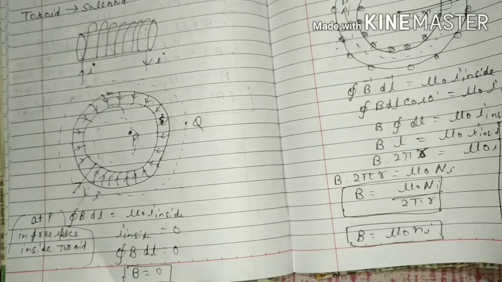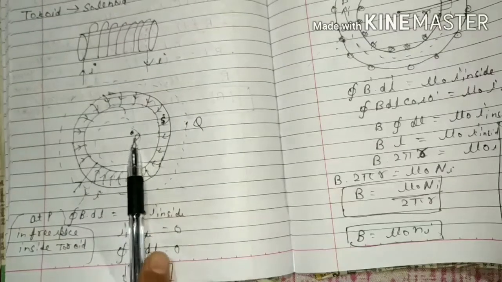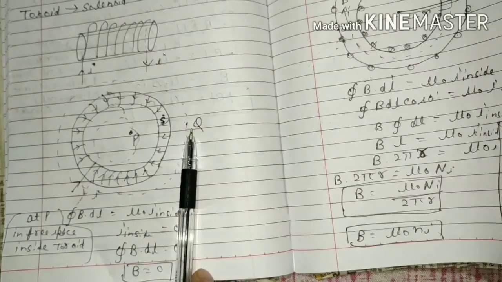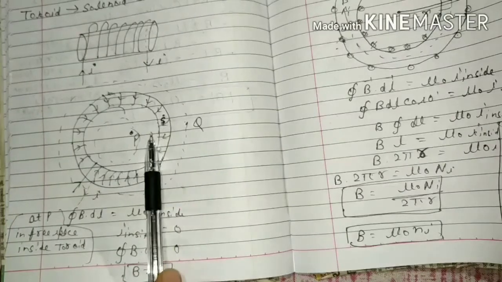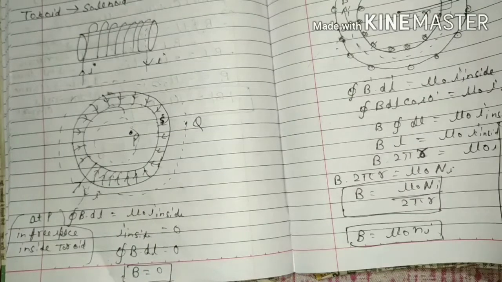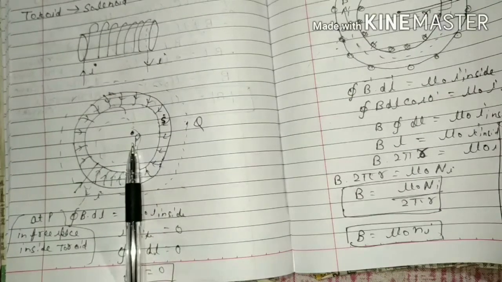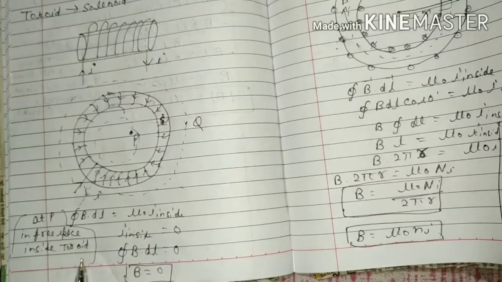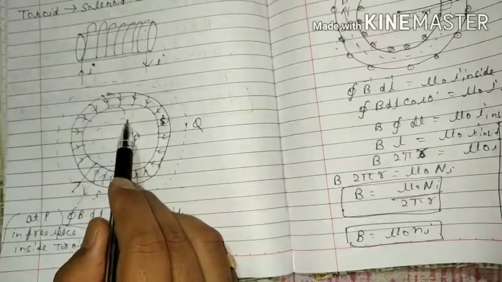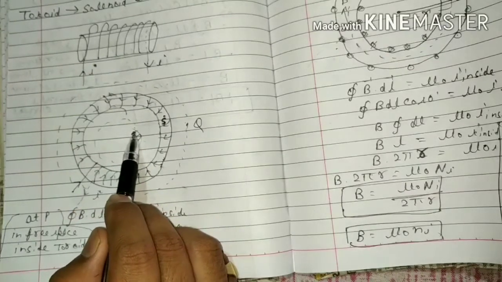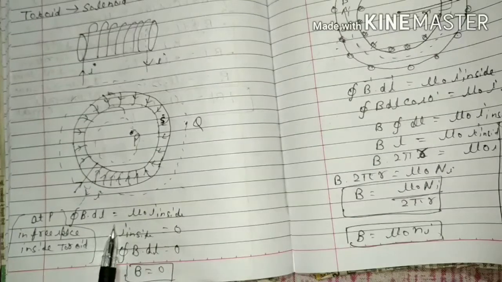Here we have three regions of space. First is P, the magnetic field inside the toroid; Q, the magnetic field outside the toroid; and S, the magnetic field here. First we find the field at P, in the free space inside the toroid. We use Ampere's circuital law. First we draw a loop. This is our Ampere loop passing through point P. Integration of B dot dl is equal to mu naught I.